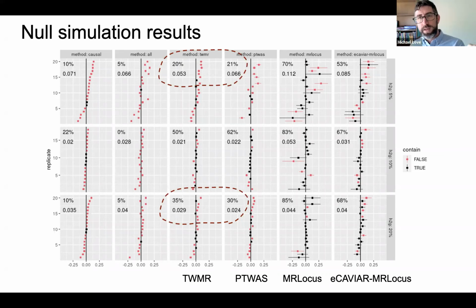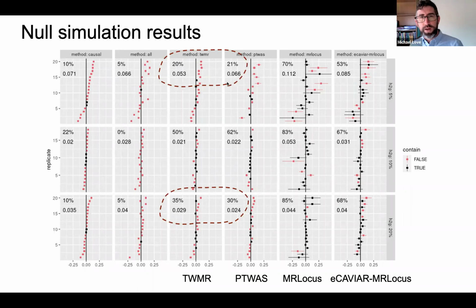the point is the effect size estimate with the 80% confidence interval or credible interval, and then it's red if it does not contain the true value here, which is 0, and then it's black if it does contain. And then shown up at the top left is the percent of intervals that cover the true value. So we would want this to be near 80%. And then at the bottom is an estimate of the average error of the effect size. So we can look at the error.